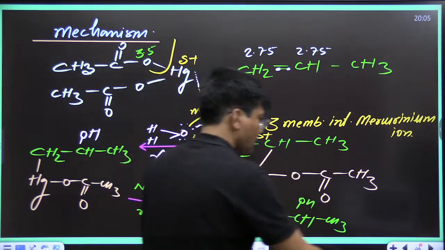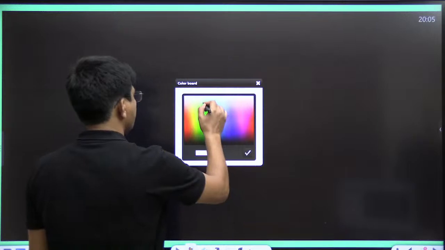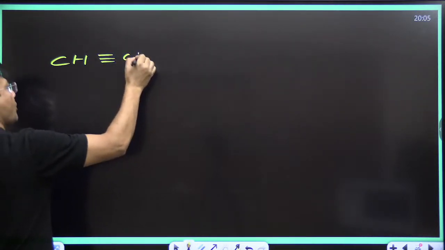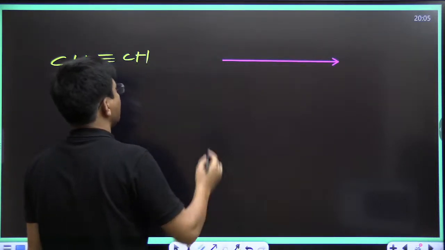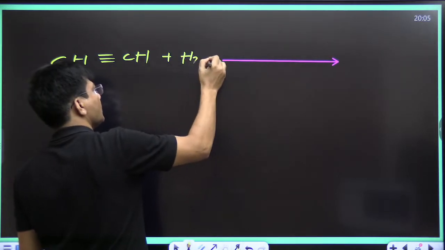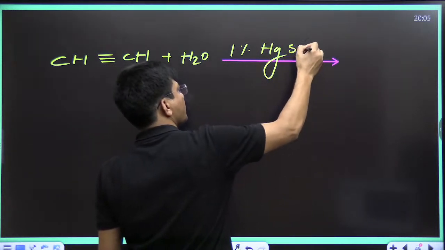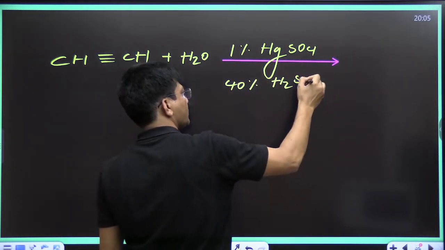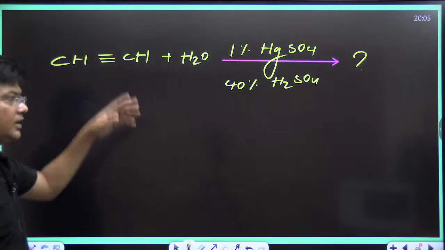Now, if the same reaction takes place with an alkyne, let's see how the reaction will take place, kids. This is acetylene, and you know that alkynes are less reactive towards water. So the examiner will give you like this. The reaction will proceed like this: water, 1% HgSO4, 40% H2SO4. What should be the product? The examiner will ask like this, my dear friends. Now let's see how to do it.